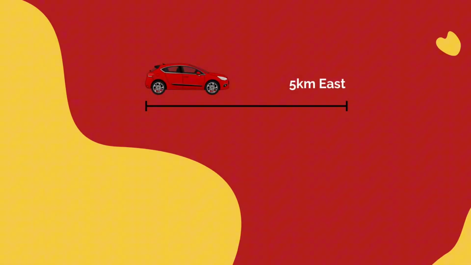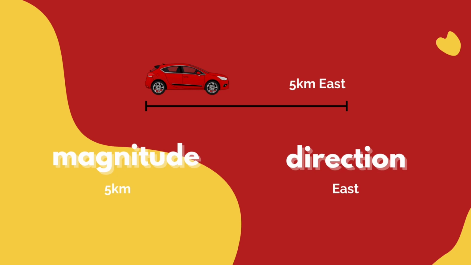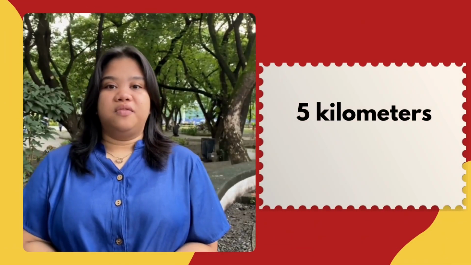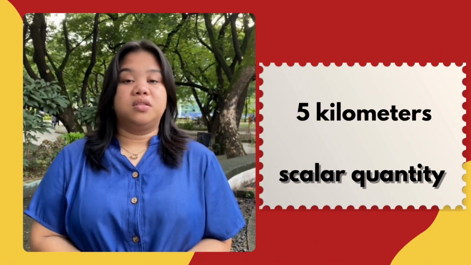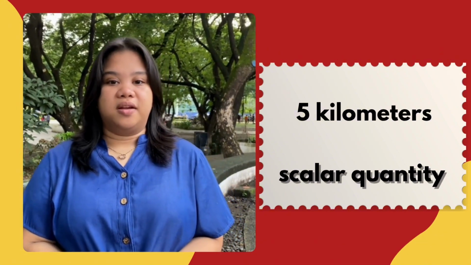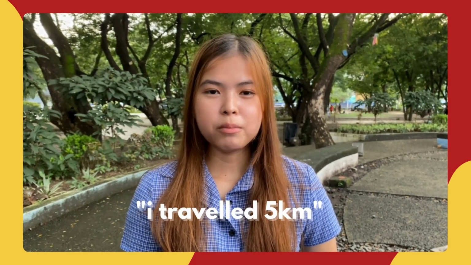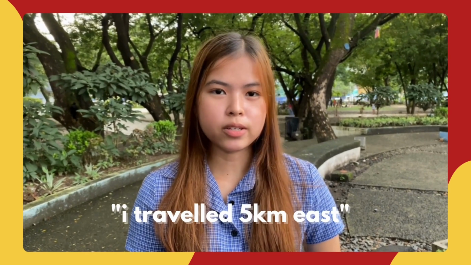So, if I'm driving 5 kilometers east to deliver an order, that's a vector. 5 kilometers is the magnitude and east is the direction. But if you just said 5 kilometers, that's only a scalar quantity. It tells you how far, but not where. So scalars are like saying I traveled 5 kilometers, while vectors are like saying I traveled 5 kilometers east. Both matter, but only one tells the full story.